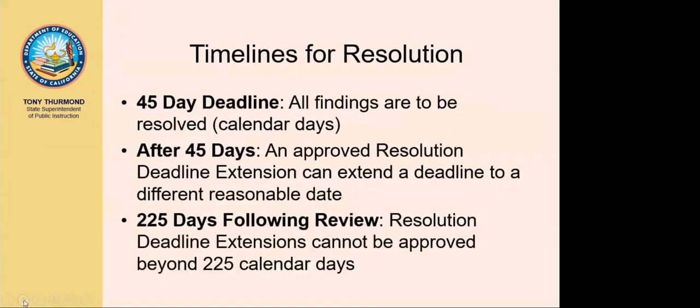Timelines for resolution. We'll recap. Following the review dates, if there were any findings, then the resolution period begins. These dates are calculated beginning on the last day of the review, the exit day. All days are referred to herein as calendar days. So we have a 45-day deadline. After that, the maximum is 225 days from the last day of the review. However, there's activity going on between there to ensure that all participants are on the same page.